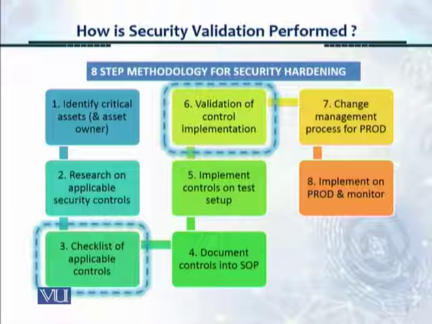Now in step number 6, what we're doing is validating or checking that the controls have actually been applied in the test environment, in this case, because it's the security hardening model that we're talking about, which is stage number 1 of the security hardening model. And this step number 6, validation of control implementation, is being done after the implementation of controls in the test setup. And it's the test setup, if you recall.